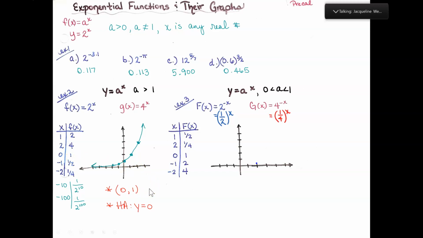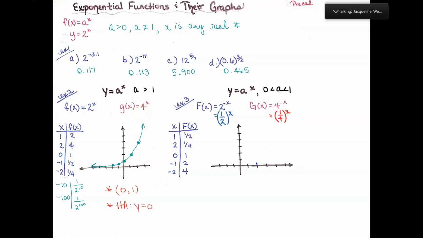Now, of course, if you shifted or reflected or stretched or shrunk, all of that would change. We're just talking about the base function here, okay? So look at another one. This time, let's look at y is equal to 4 to the x.